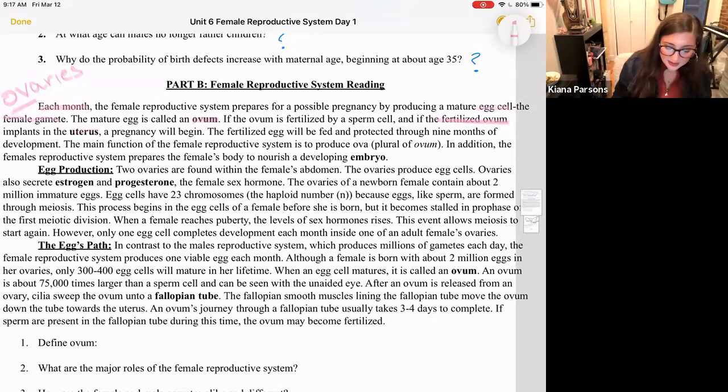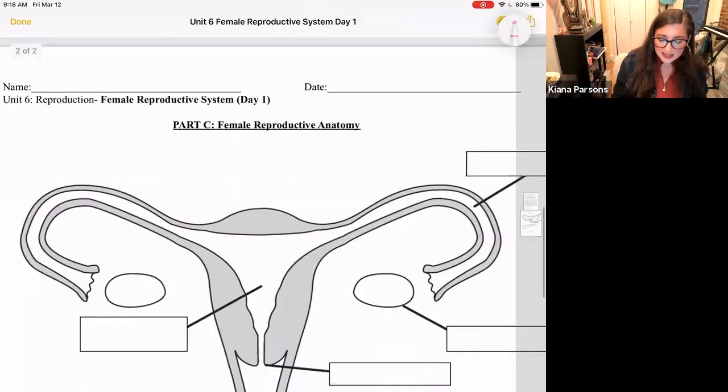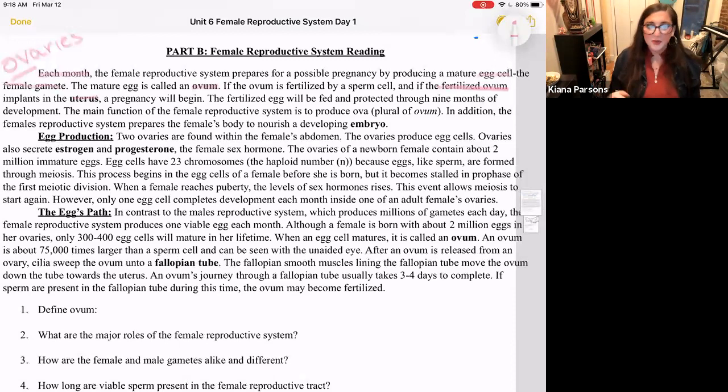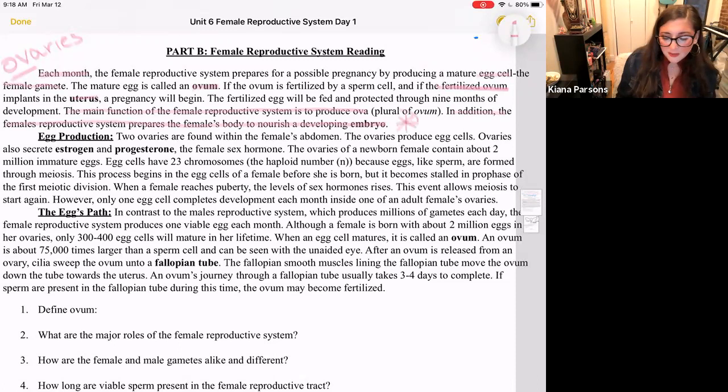And the uterus, you can see down here, we will label shortly, but that's where the baby grows. The fertilized egg will be fed and protected through 9 months of development. The main function of the female reproductive system is to produce ova. In addition, the female reproductive system prepares the female's body to nourish a developing embryo. And this is why the female reproductive system is quite a bit more complicated than males, right?